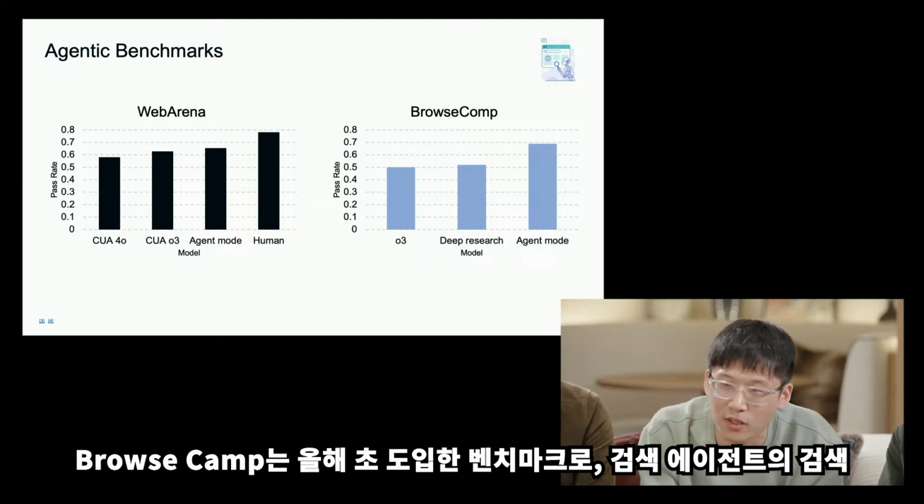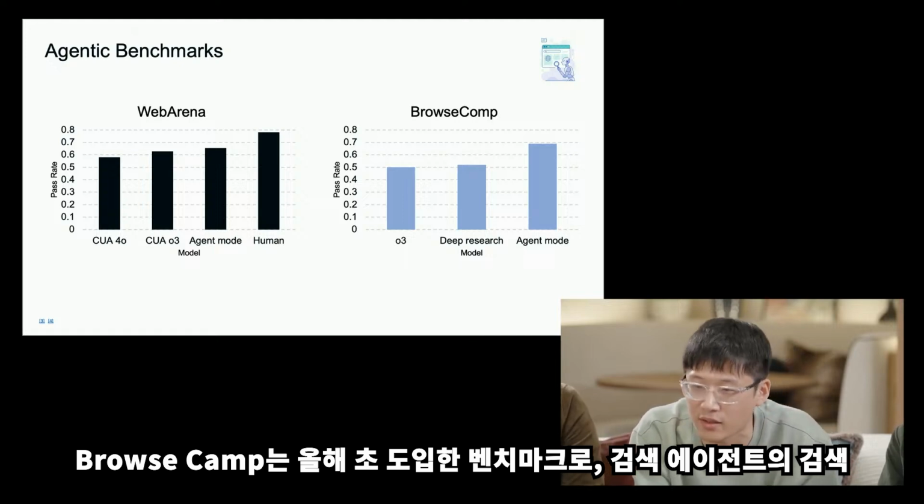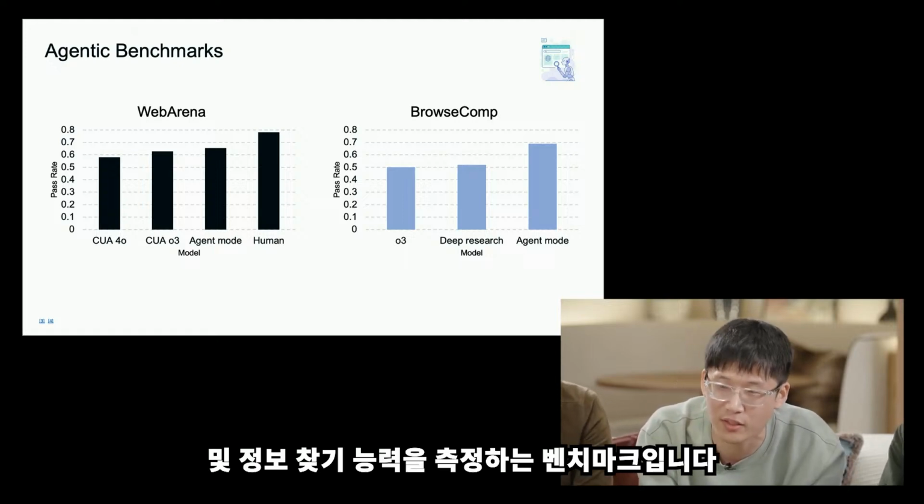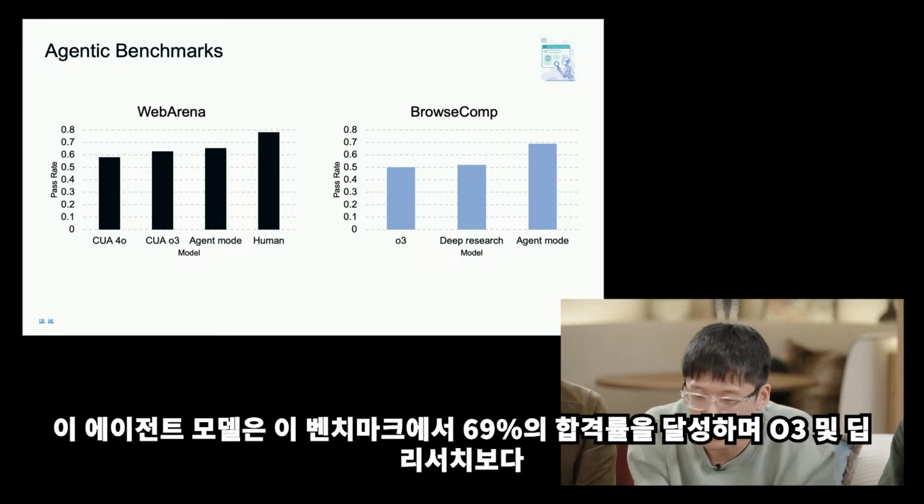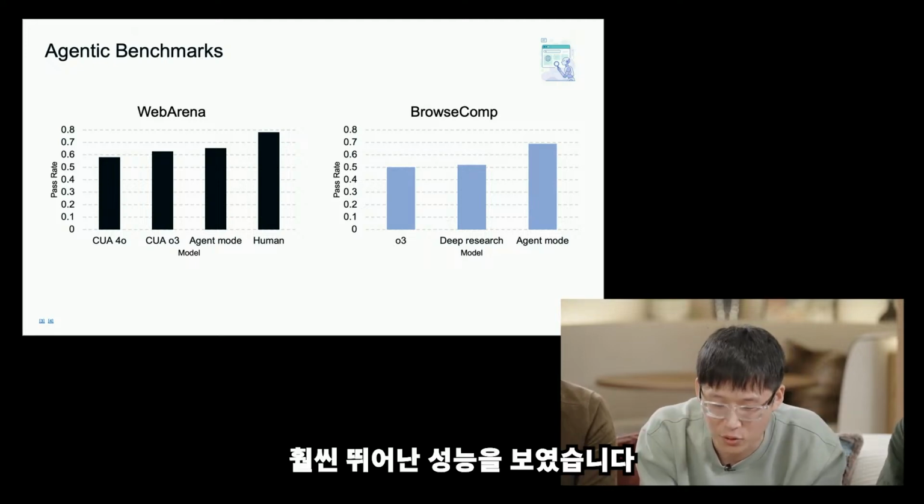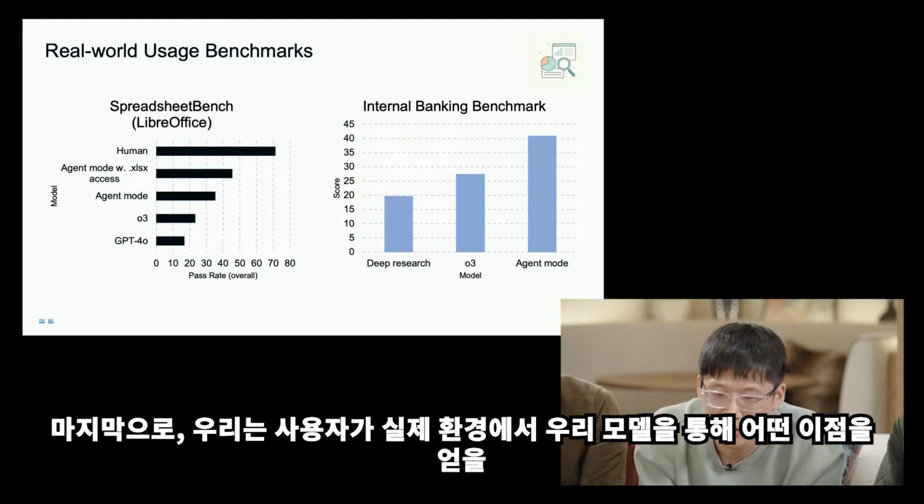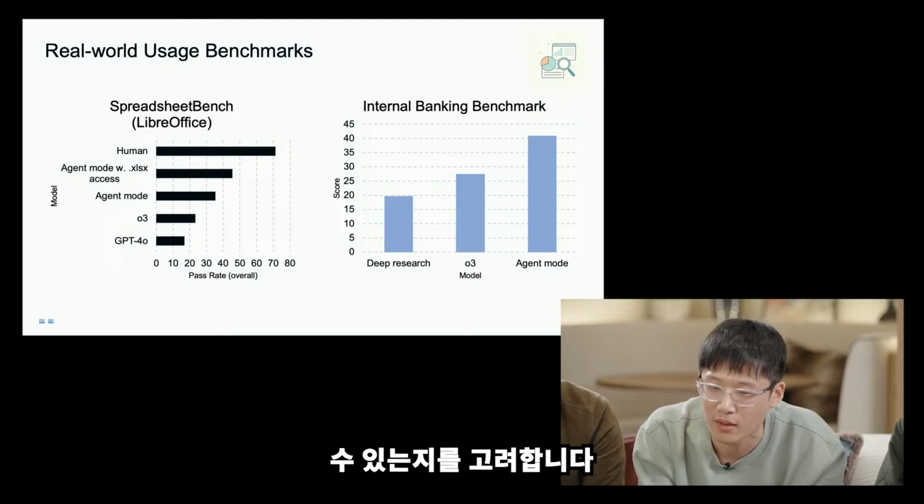BrowseComp is a benchmark we introduced earlier this year that measures the browsing agent's ability to search and find how to locate information. The agent model significantly outperforms O3 and deep research on this benchmark, achieving a 69% pass rate. Finally, we care about how the users will benefit from our model in the real world.